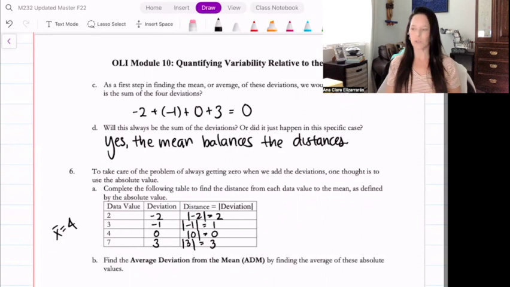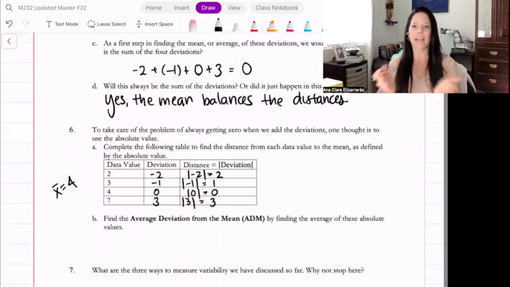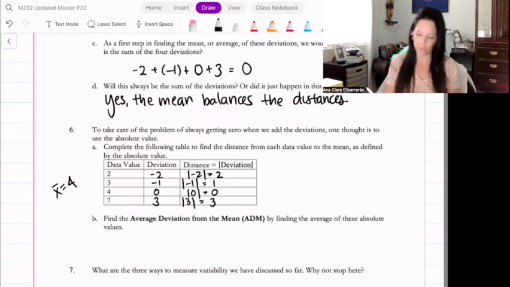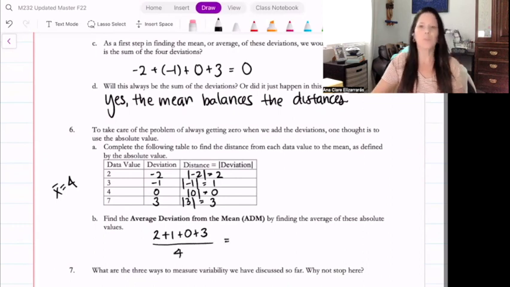Now we're going to calculate what's called the average deviation of the mean, or the ADM. And we find that by finding the average of those four absolute values that we just calculated. So now we're going to find the mean once we've taken the absolute value. We're going to add 2 plus 1 plus 0 plus 3, and we're going to divide by 4 since we're finding the average. 2 plus 1 is 3 plus 0 plus 3 is 6. Divided by 4 is 1.5.